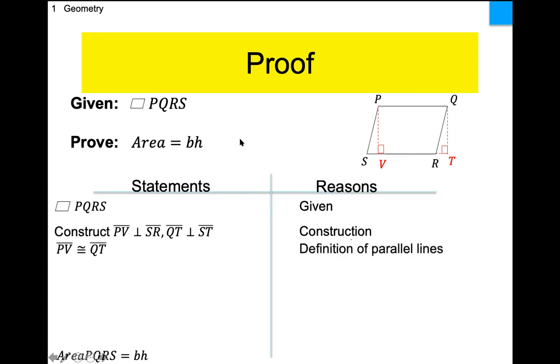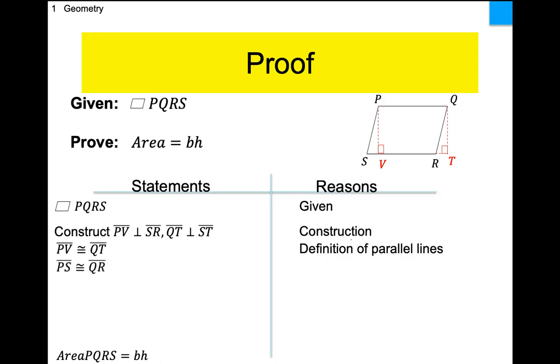And the reason I'll quote for that is that's the definition of parallel lines: lines that never touch, never intersect, and always stay the same distance away from each other. Okay, so what I'm really doing here is showing you that the two triangles that I just made are congruent to each other.